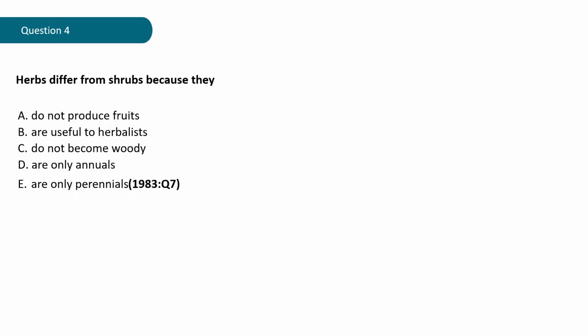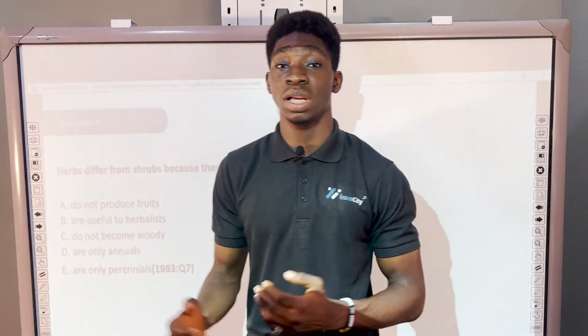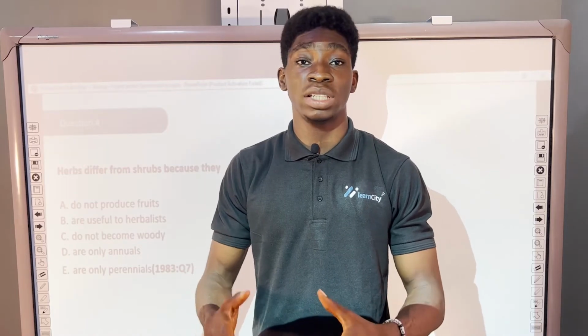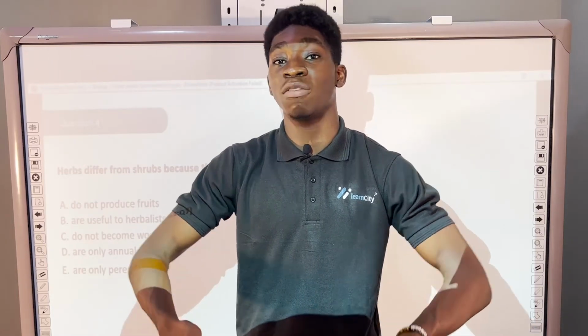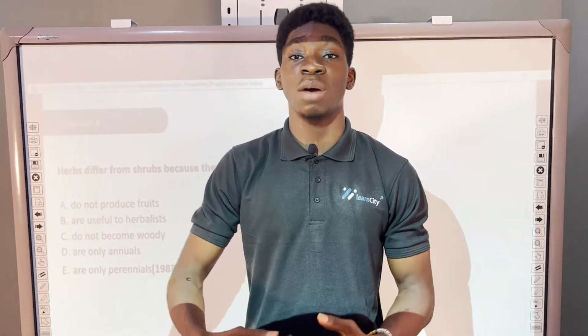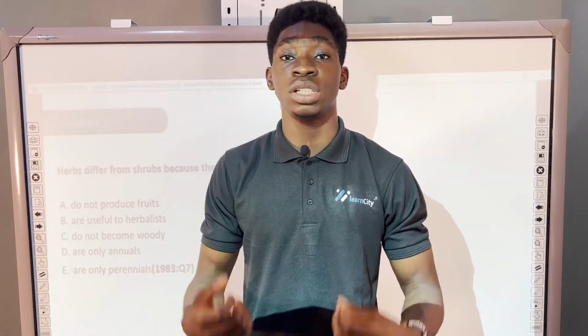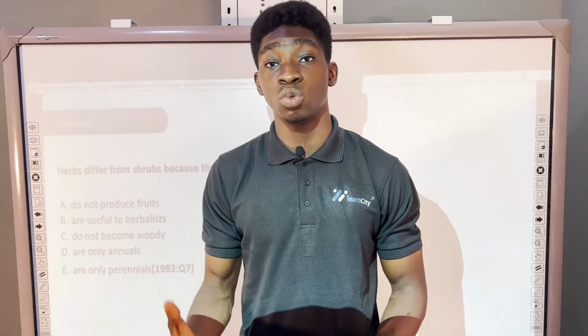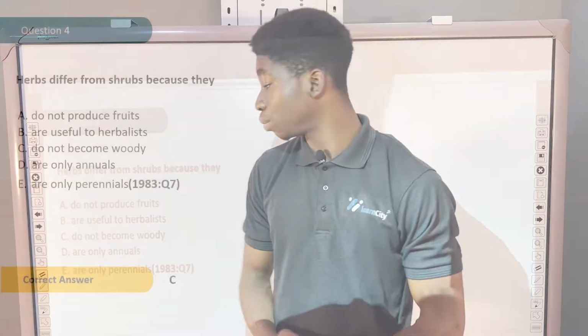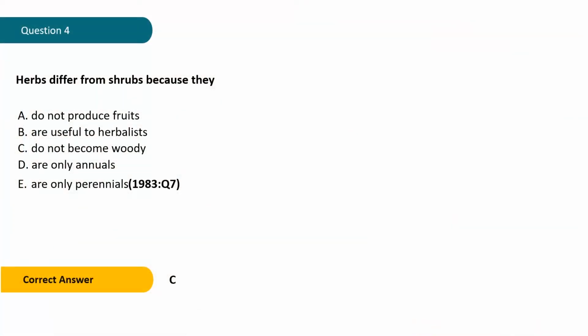Okay, let's check what the correct answer says. The correct answer is C. Do not become woody. The major difference between herbs and shrubs is that shrubs have woody stems, but herbs don't become woody. What I mean by woody is that they have wood, a lot of wood. So shrubs will still become woody eventually. They'll grow up to become woody, while herbs don't become woody. That is the major difference between shrubs and herbs.